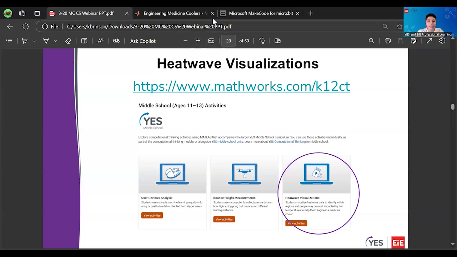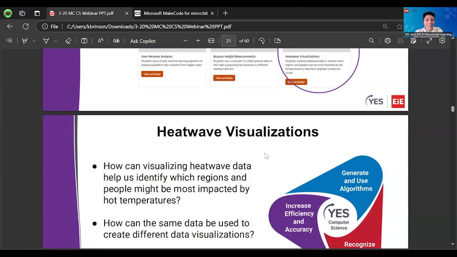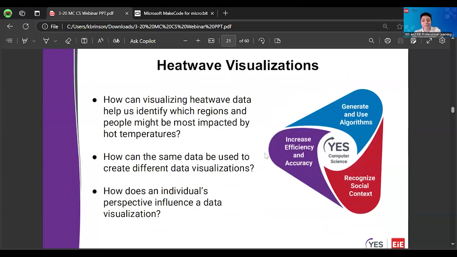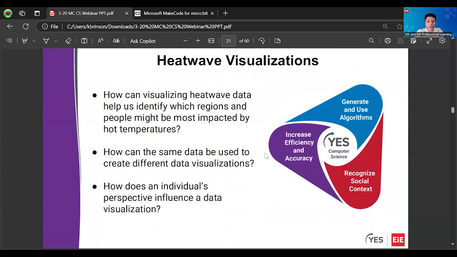So with that said, yes, please leave. We will talk a little bit about how that connects back to our framework, and then we'll move into the medicine cooler alarms. So these are the 3 guiding questions for each of those lessons.